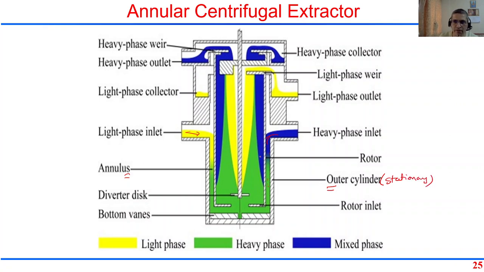And the inner cylinder is rotating. That creates a very strong centrifugal field here, and that creates a dispersion in the annular gap between the inner cylinder and outer cylinder. And then this dispersion comes to the inside part. Now inside, it is separated by the same centrifugal action which is creating this dispersion. This rotor is rotating, so the heavy phase moves towards the outside, the light phase moves towards the inside, which can be taken out, and the heavy phase can be taken out outside. Right? So try to visualize how this annular centrifugal extractor is working.